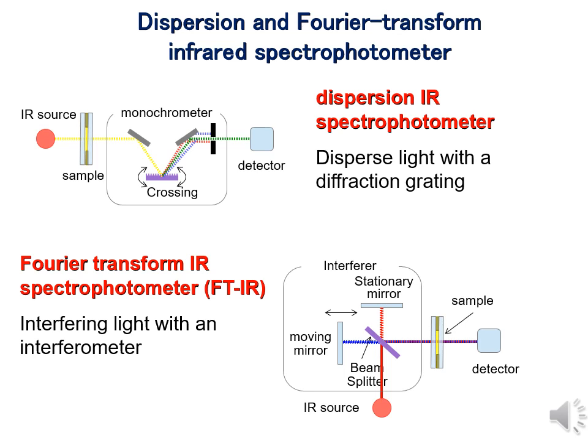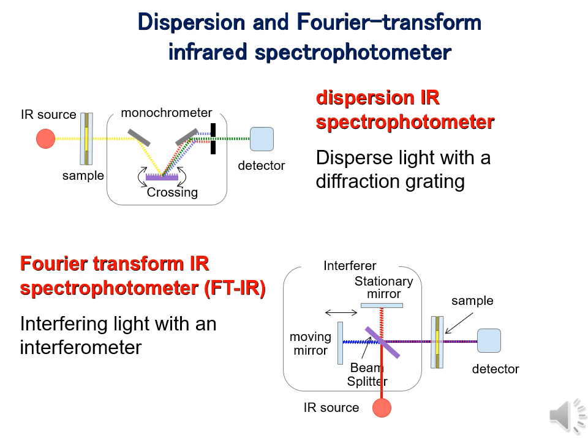On the other hand, the Fourier transform type measures the spectrum by a completely different principle. All the light from the light source is introduced into an optical element called an interferometer without being divided by wave number. Then, the intensity of the interfered light is measured with a detector.